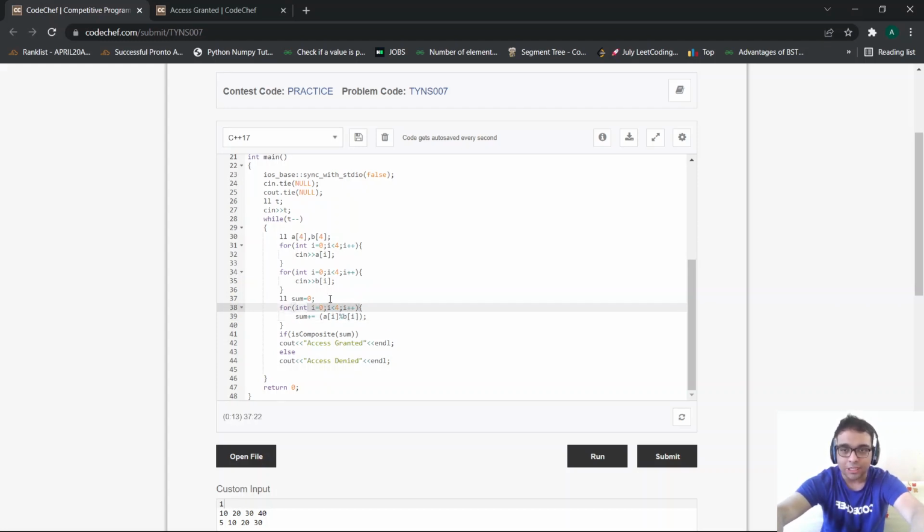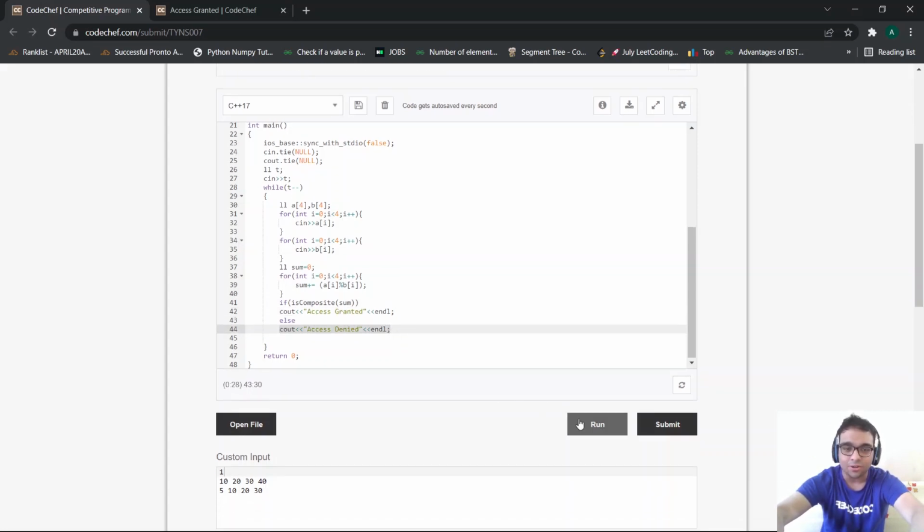So we traverse for each and every person and calculate the smallest non-negative integer by doing ai mod bi, and then we just add those values to our sum, and then we check if our sum is composite or not. If our sum is composite, then we print access granted, otherwise we print access denied, according to the algorithm, right?